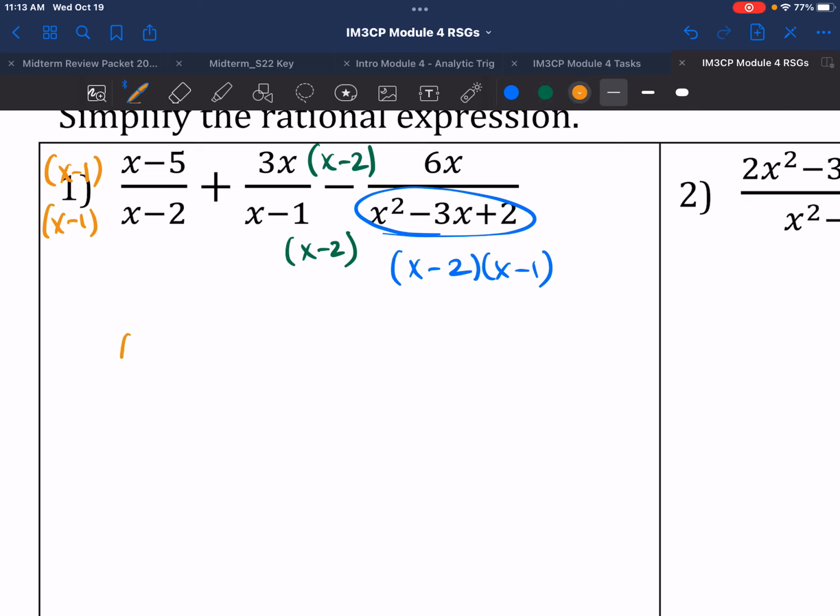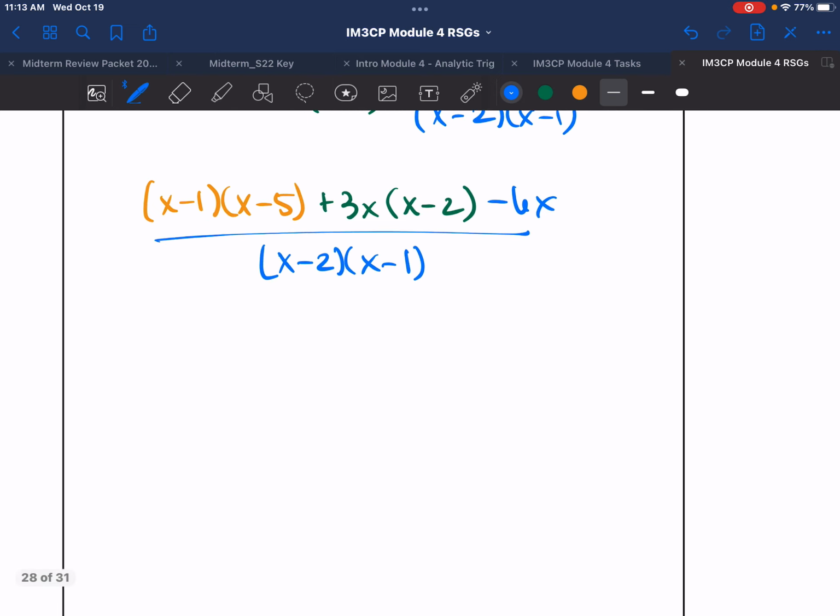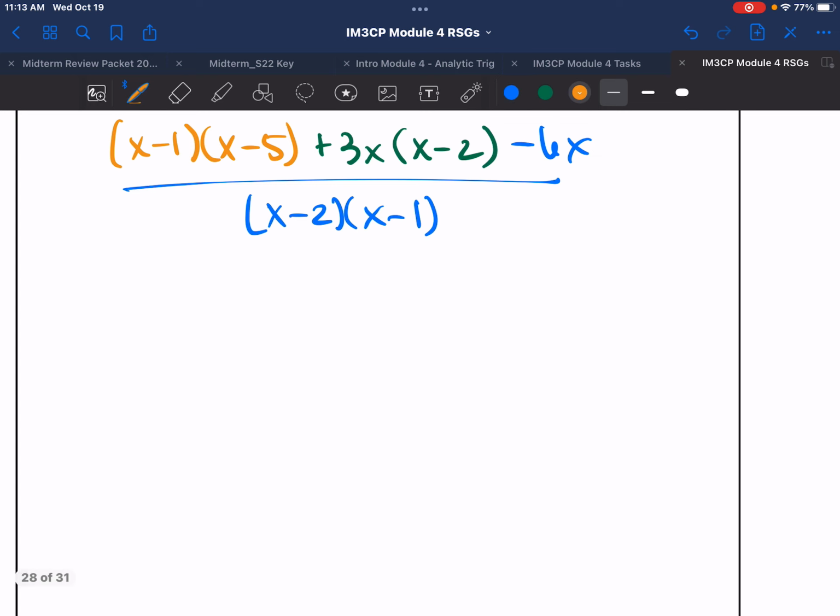So in the first fraction, I have parentheses of x minus 1 and x minus 5 in the numerator. In the second fraction, I have a 3x and an x minus 2. And then in the third fraction, I have a numerator of negative 6x. That all goes over the common denominator that we created, which was x minus 2 and x minus 1. From there, we've got some distributive property, foiling, etc.